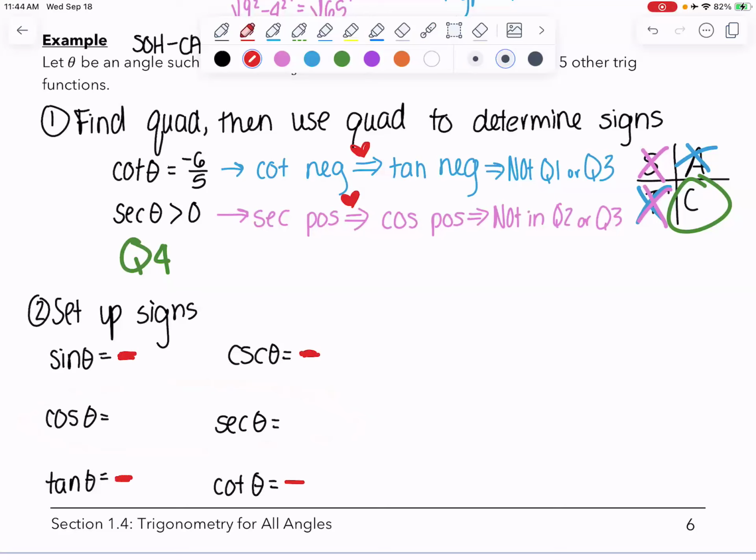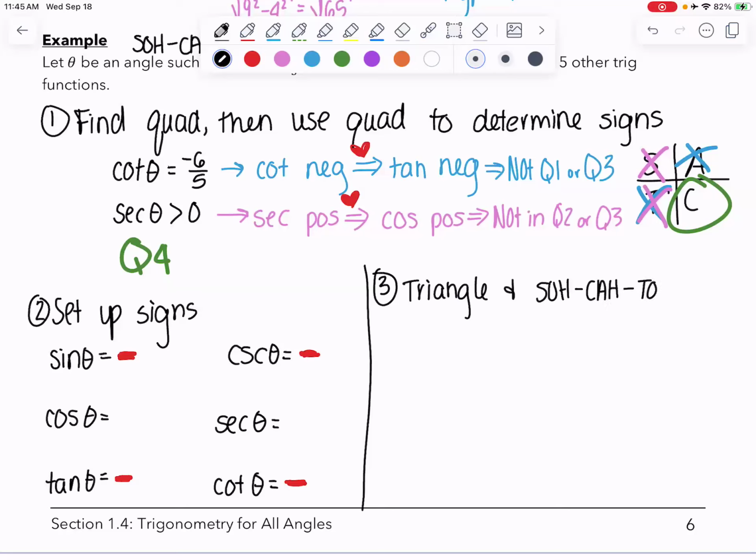Once we've done this, we don't have to think about things being positive or negative again. We can just ignore the negative and do SOHCAHTOA in a triangle. And you can ignore negatives here in this triangle. So technically, cotangent of theta is -6/5, right? It's -6/5, but I'm just going to ignore that negative sign.